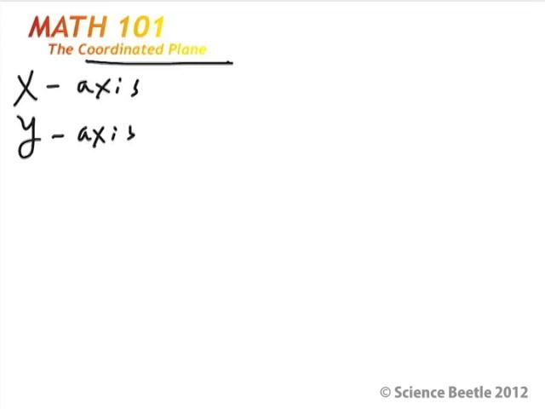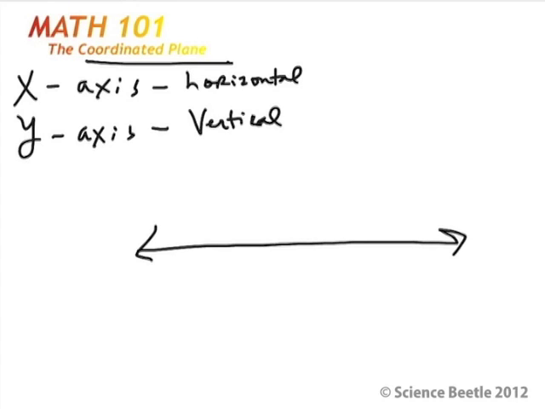These two axes come into play when we put them together. The x-axis is a horizontal line, and the y-axis is a vertical line. On a sheet of paper, we would represent these with the x-axis going this way, and we'll call this the x-axis, and the y-axis perpendicular to this line, moving in the vertical direction, and this is the y-axis.